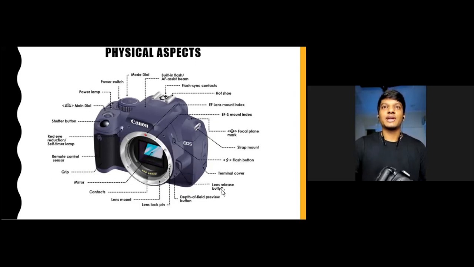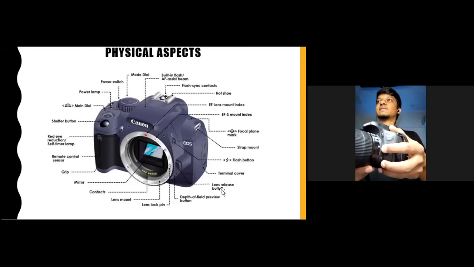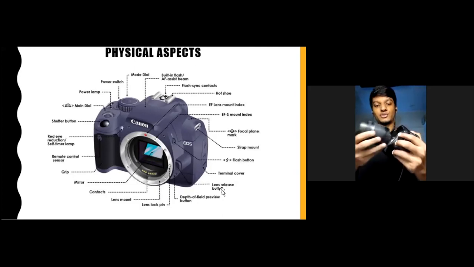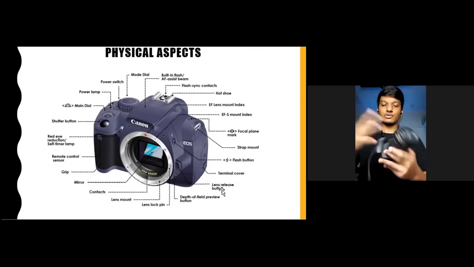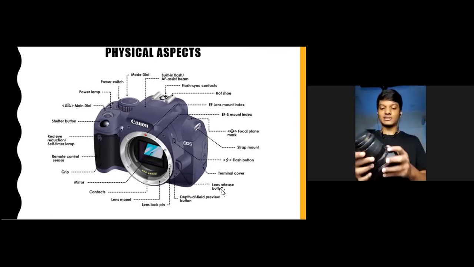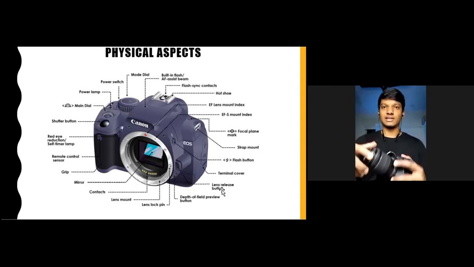Moving to the bottom, we have a lens release button. This button here is what we press in order to get the lens to come off. So when you want to switch lenses or we want to store the camera in a different place and you don't want to have it occupy this much size, we can take the lens off. And that's the button that you press in order to get the lens to release.